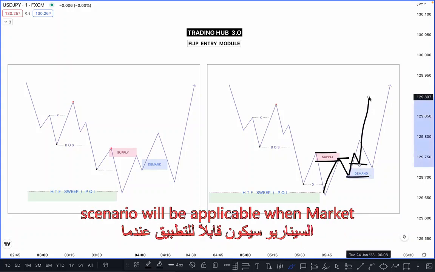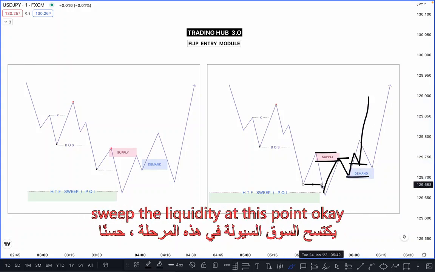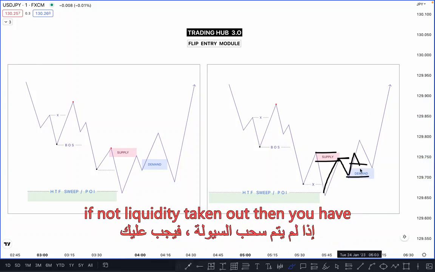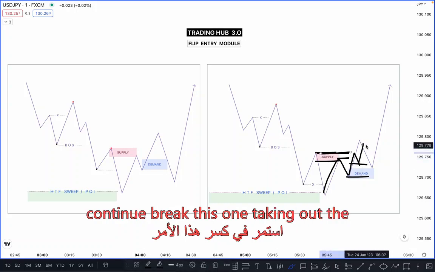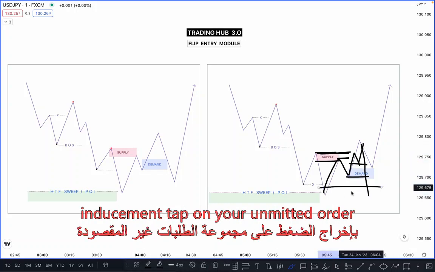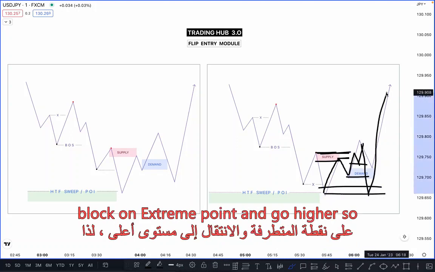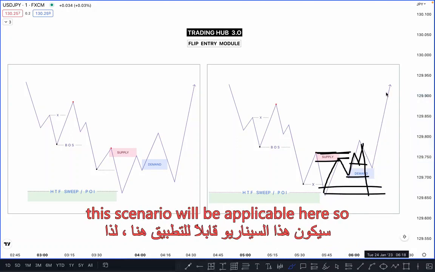But this scenario is applicable when the market sweeps the liquidity at this point. If liquidity is not taken out, then you have to wait for the break of this one, continue, break this one, take out the inducement, tap on your unmitigated order block on the extreme point and go higher. So this scenario will be applicable here.